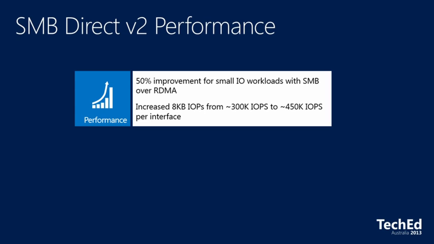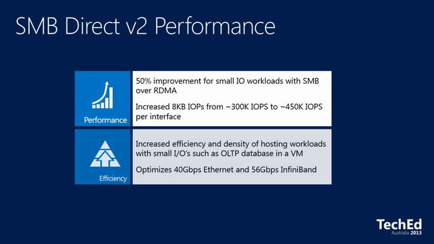So just between 2012 and R2, he managed to make RDMA half again faster, up to 450,000 IOs per second from 300 per interface. He managed to optimize a million things with InfiniBand, with 40 gigabit Ethernet, getting way more density for SQL or for VM workloads. That's all he spent the last year doing. So between 2012 and R2, you can be half again as fast just by upgrading the OS and doing nothing else.